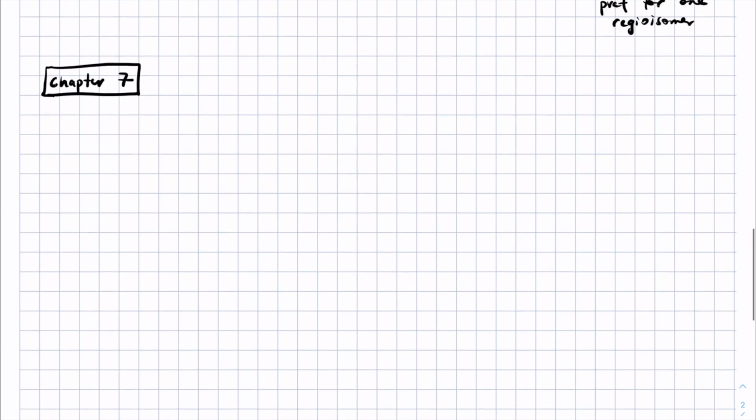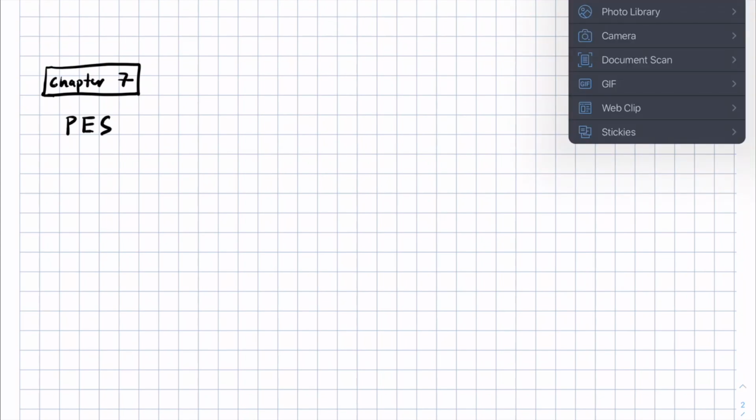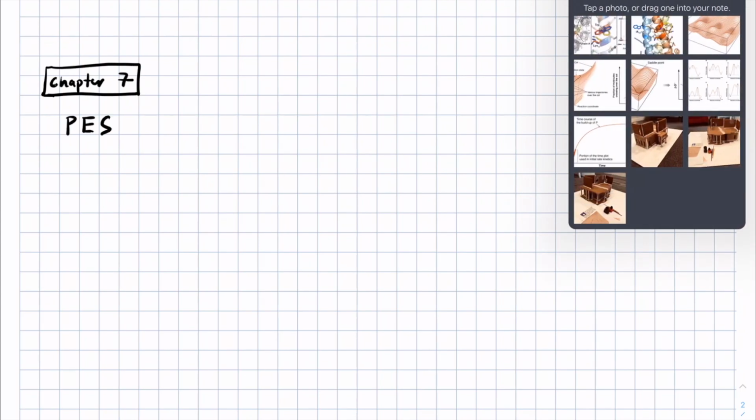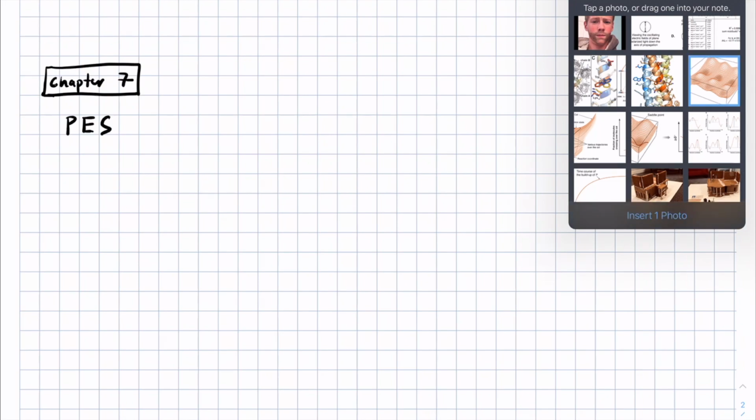So we're going to talk about the concept of a potential energy surface. And this is a better concept. This is a great concept that's very difficult to illustrate effectively.